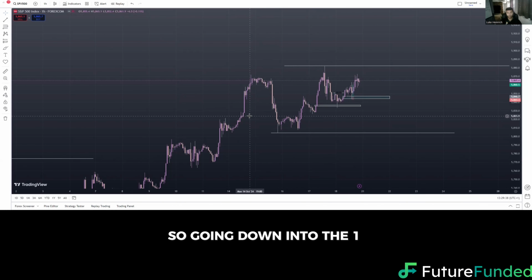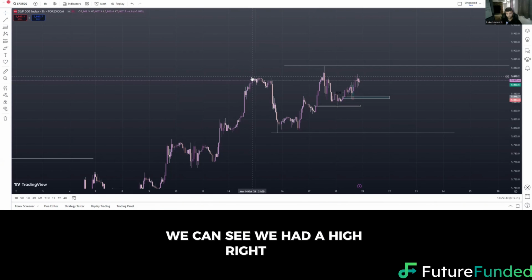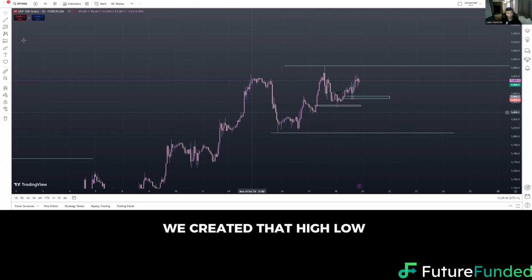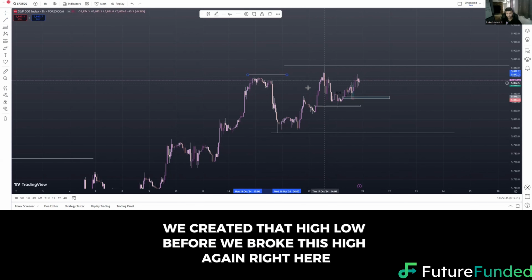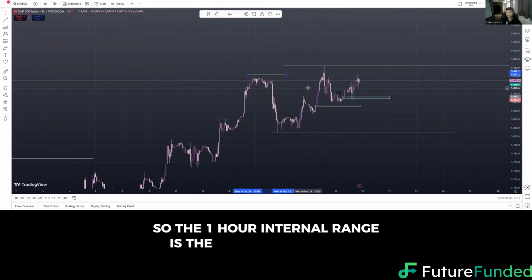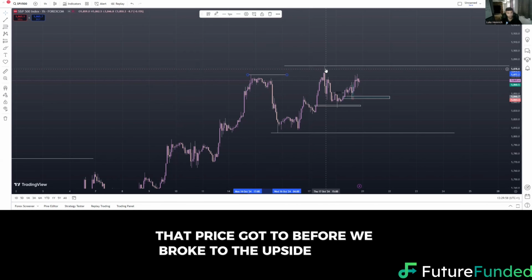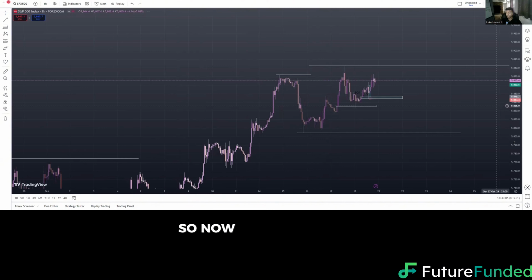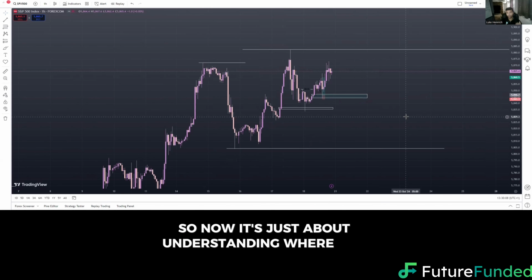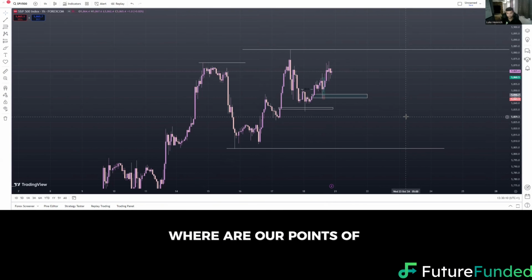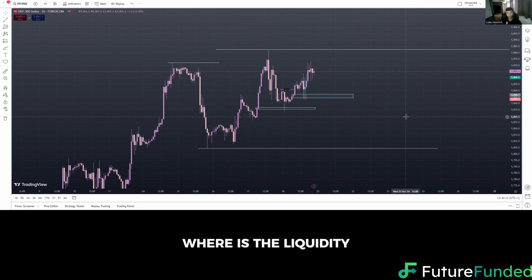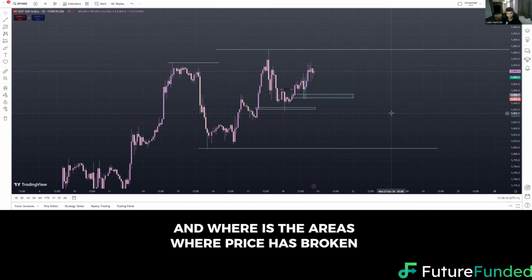So going down into the 1-hour time frame, we can see we had a high right here. We created that higher low before we broke this high again right here. So the 1-hour internal range is the same as the 4-hour internal range on this particular occasion, because this was the lowest point on the 1-hour that price got to before we broke to the upside. All right, so now it's just about understanding where are our levels, where are our points of interest, where is the liquidity, and where are there areas where price has broken structure.